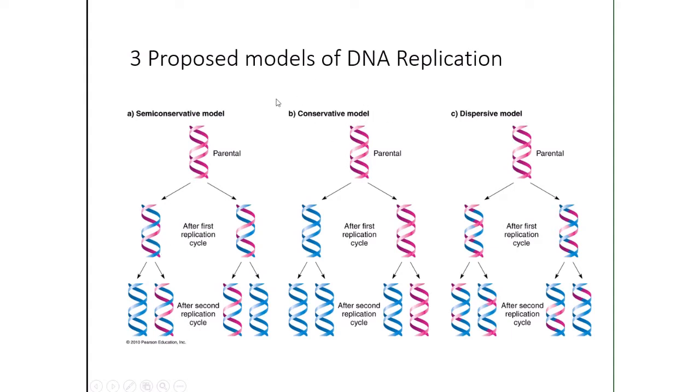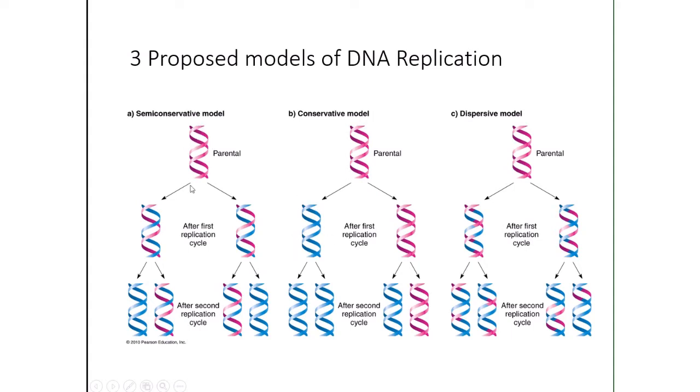And in the conservative model, you would have the parent DNA, but rather than splitting into 2, it's just going to be cloned completely. So after the first division, you will have one DNA that is composed of entirely original material, and then the other one is going to be completely new material.